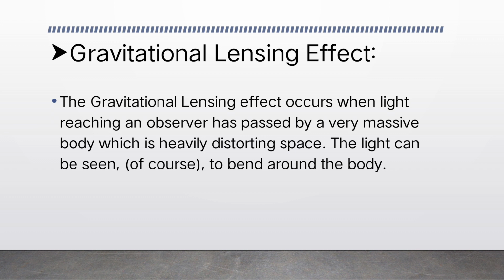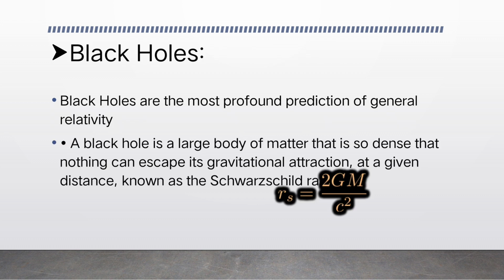Gravitational lensing effect. The gravitational lensing effect occurs when light reaching an observer has passed by a very massive body which is heavily distorting space. The light can be seen to bend around the body.